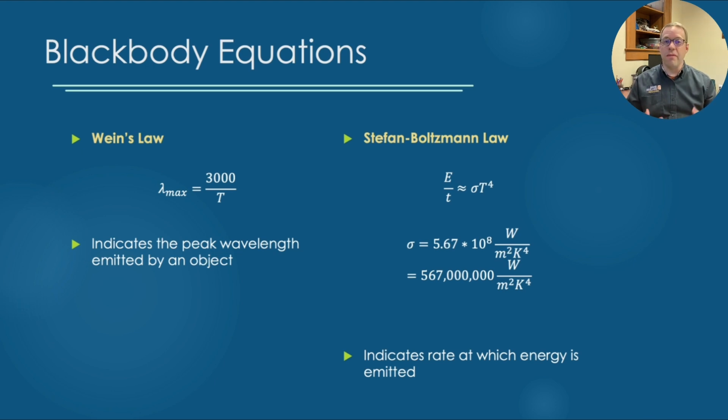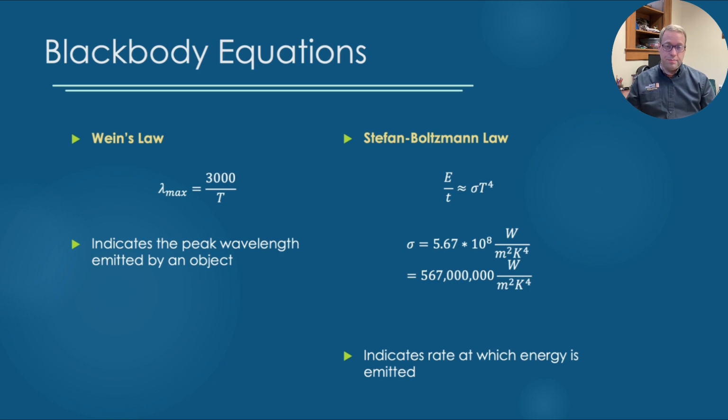Wien's law says that we can find the peak wavelength of radiation given off by any object based only on its temperature. And so the peak wavelength of radiation emitted is going to be 3,000 divided by T, where T is the temperature in Kelvin. Again, you must have the temperature in Kelvin.